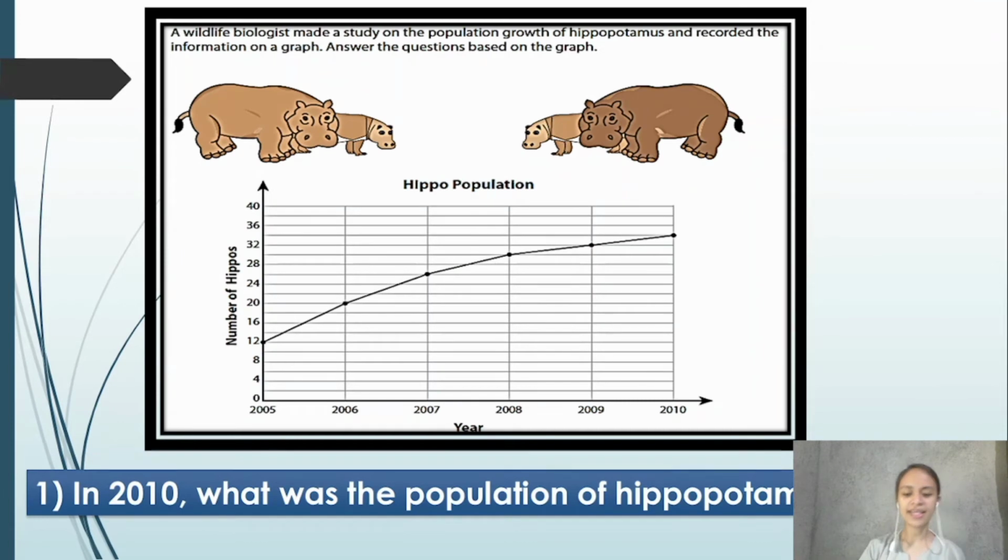Let us have this first question. In 2010, what was the population of the hippopotamus? So, titingin lang tayo doon sa year 2010. Tapos, ano daw yung population? Tingnan natin yung number of hippos. In 2010, sa ating line graph, dito siya nagfo-fall between 36 and 32.